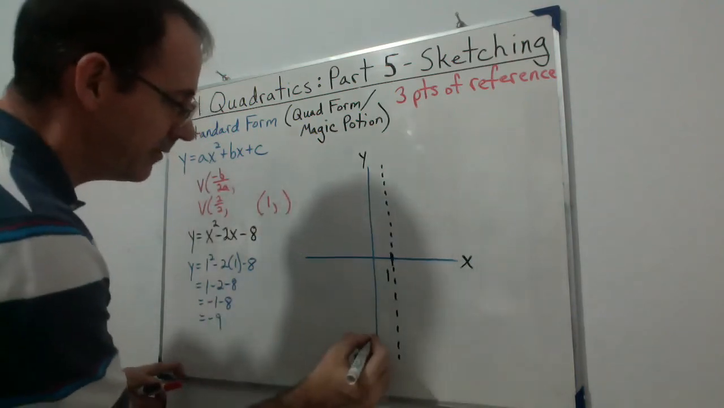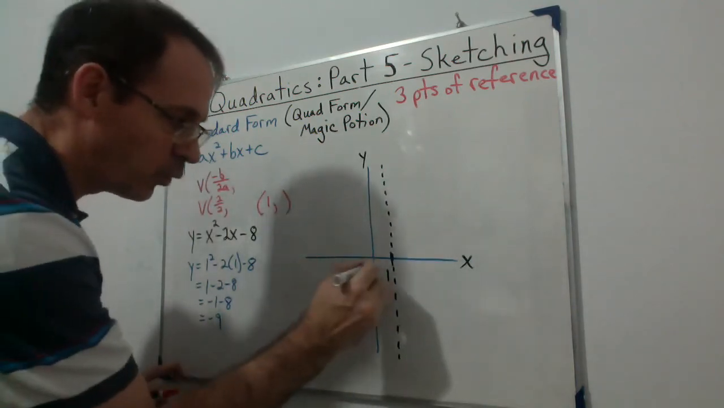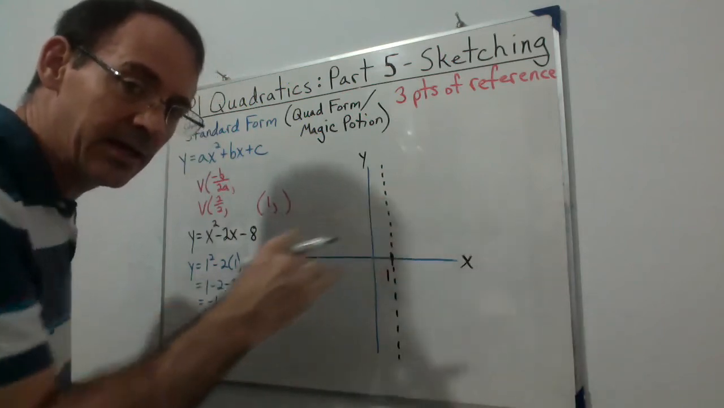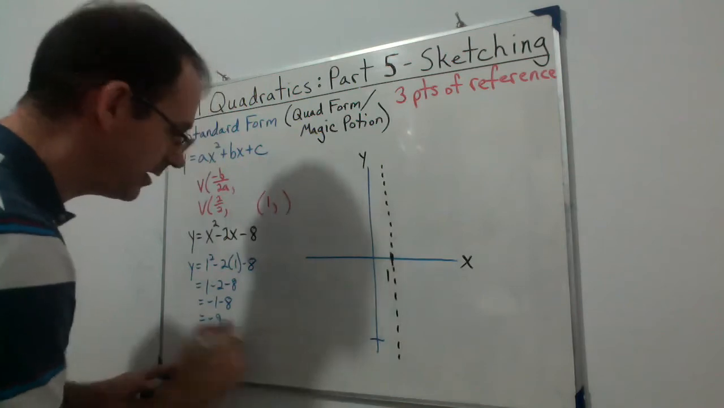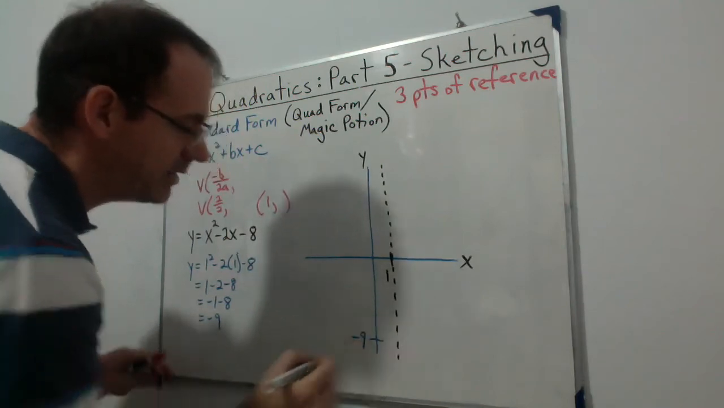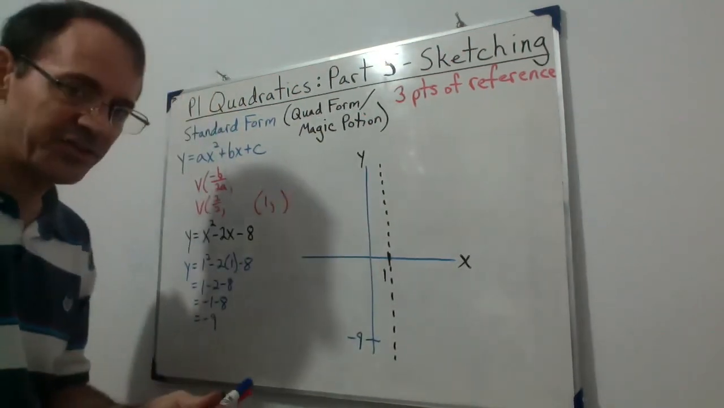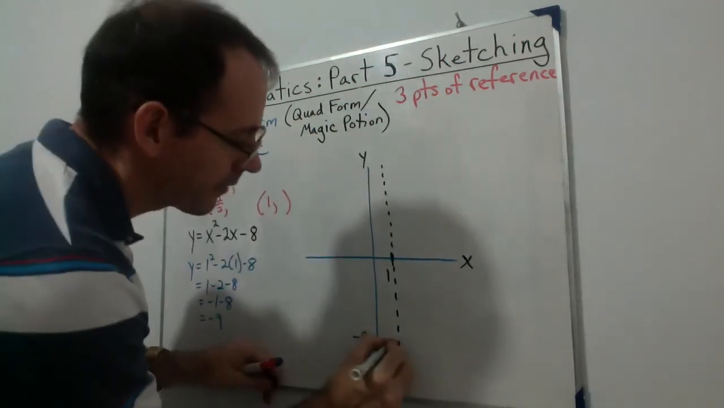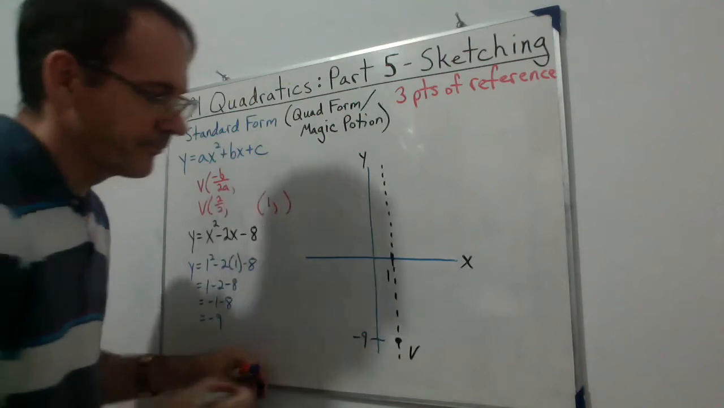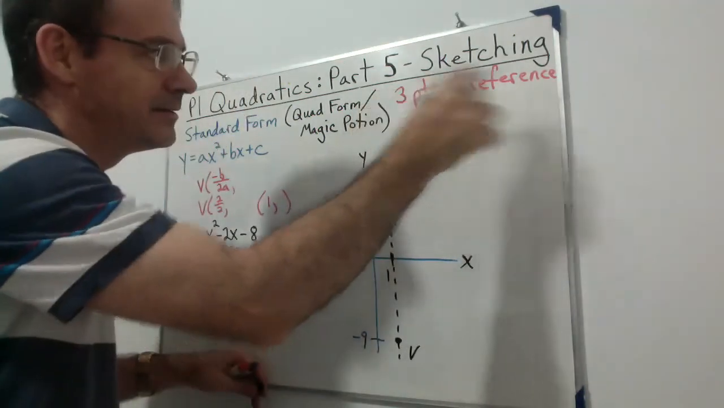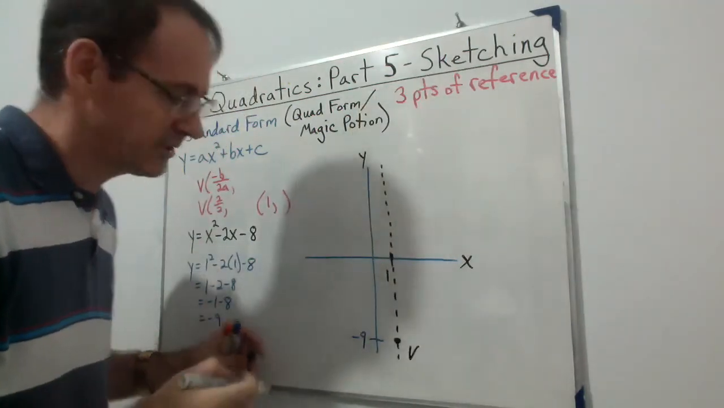Down here, again, we're not interested in making perfect little tick marks for a graph. Just down here, we're going to put negative 9. Okay, it's a sketch, it's not perfect. And here is our vertex. And now we need 2 other points of reference.